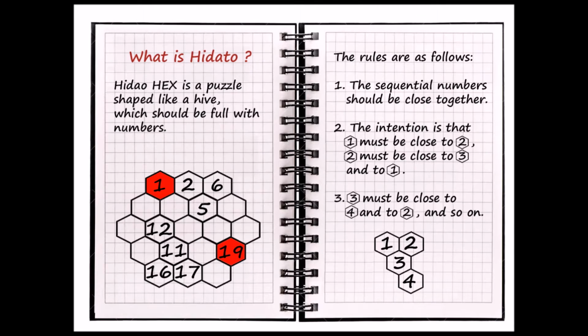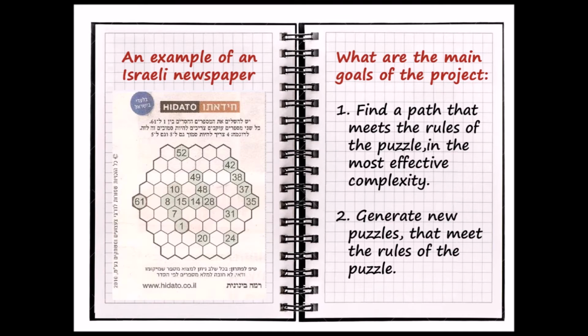What is Hidato Hex? This is a puzzle shaped like a hive which should be full of numbers. The rules are as follows. Sequential numbers should be close together. The intention is that 1 must be close to 2, 2 must be close to 3 and to 1, 3 must be close to 4 and to 2, and so on. This is an example from an Israeli newspaper.